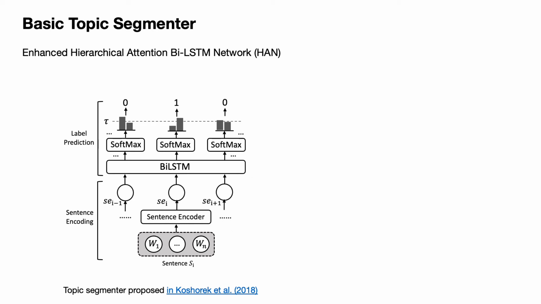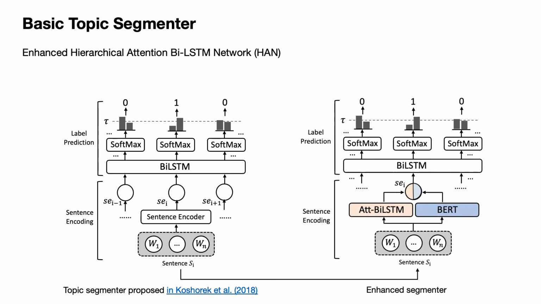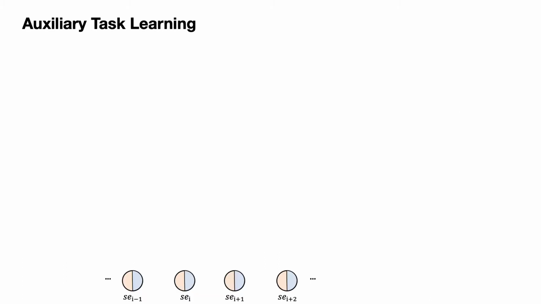First, let's learn about the basic topic segmenter we use in this work. It is an enhanced hierarchical attention bi-LSTM network extended from Koshorek 2018 work. We enhance the sentence encoder of this segmenter by infusing an attention mechanism and BERT. The sentence embeddings generated from attention bi-LSTM and BERT are concatenated as the final sentence embeddings for label prediction.